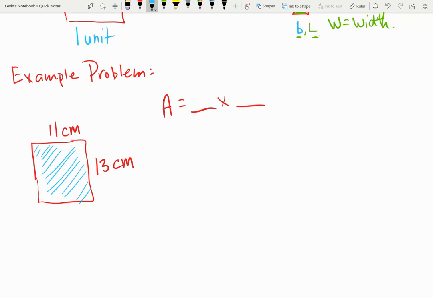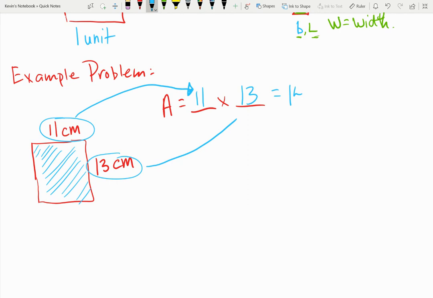So again, we're going to go ahead and look at our base or our length, which is 11. So we're going to do 11. Let's plug that in over here, 11. And then we're going to look at our width or our height, which is 13. So then you just multiply 11 times 13. We get 143 square centimeters, or you could also write it as 143 centimeters square.